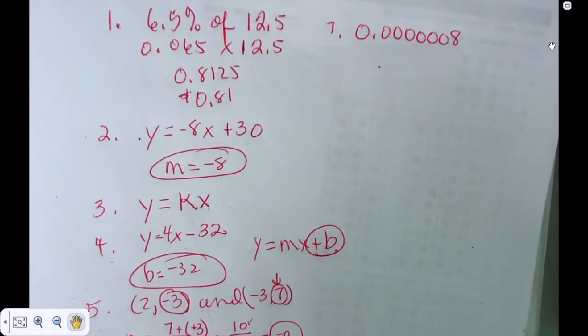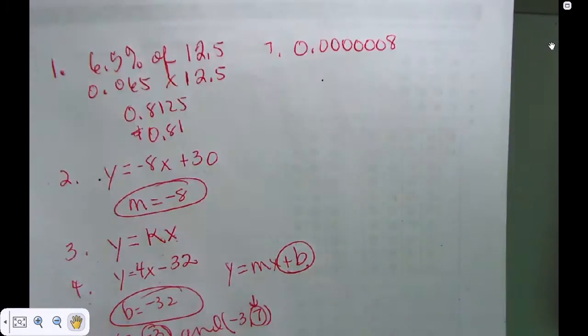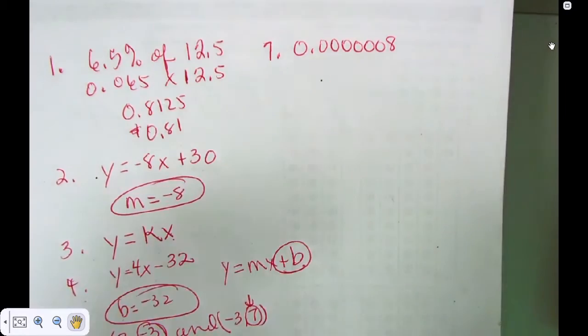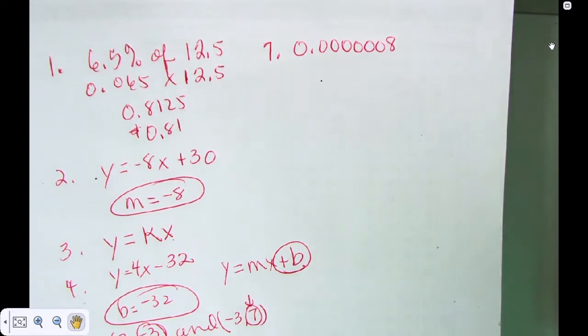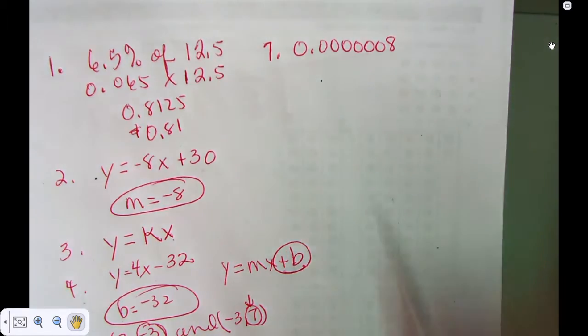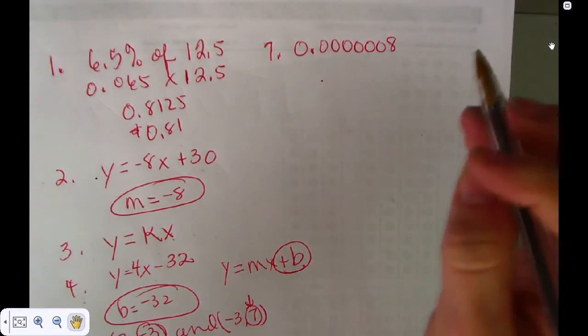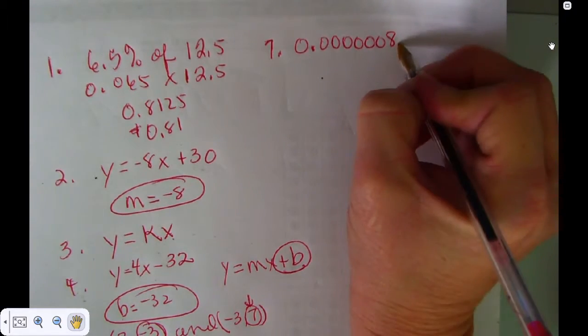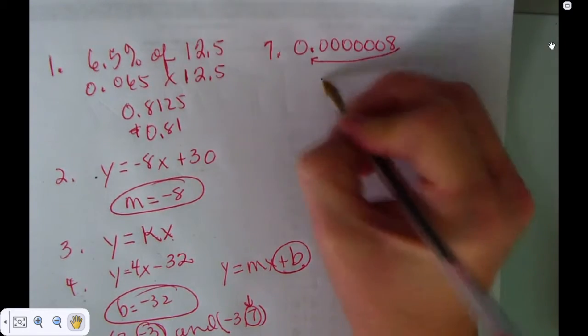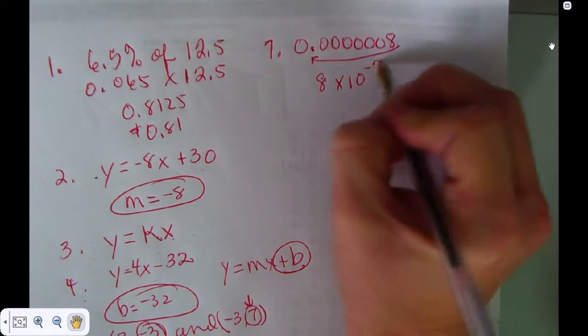Okay, number 7. You know what? There's some of you that still refuse to do my little trick. And I told you the first of the school year, I got some tricks that'll help you get it right every time. There's the home decimal. It already has a decimal. So I'm going to put my decimal, take it home. 8 times 10 to the negative 7.